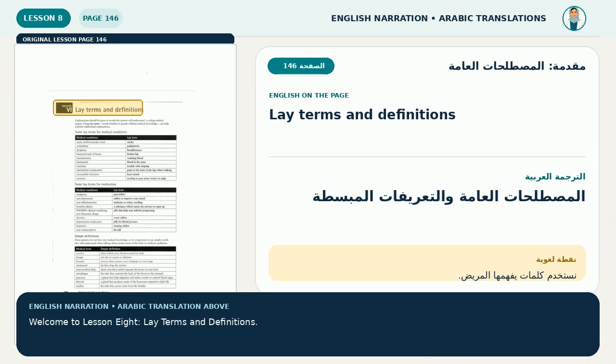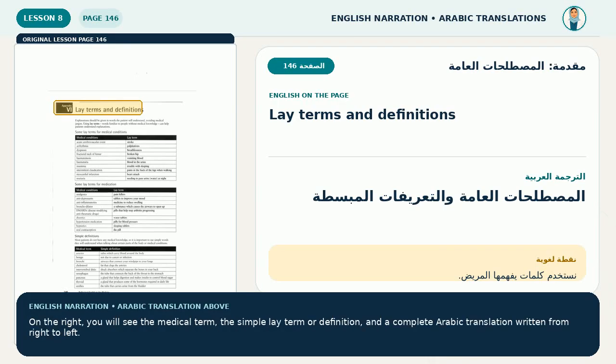Welcome to Lesson 8, Lay Terms and Definitions. In this lesson, we practice changing technical medical language into plain English that a patient can understand. The full original page stays on the left of the screen. The yellow highlight marks the exact row or sentence being explained.